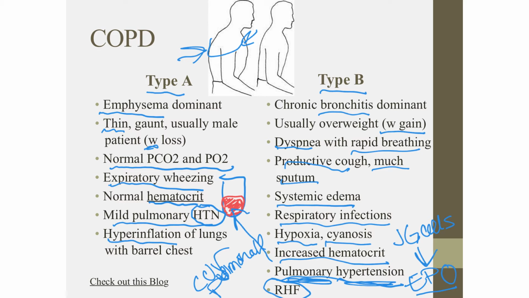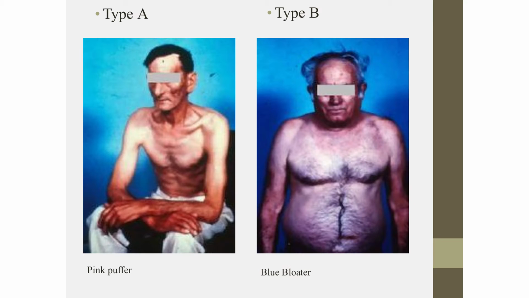So A, emphysema, B, bronchitis. These are some pictures of patients that have been categorized as type A and type B. So we can see the emphysema dominant, the very thin, gaunt male.